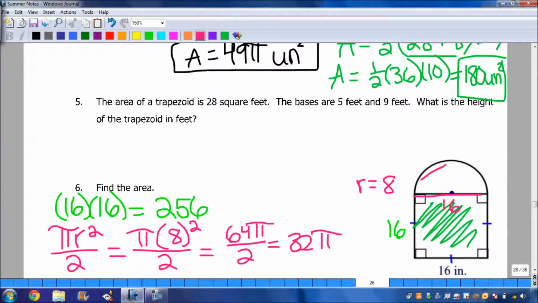But to find the total area, all I have to do is add both of these together. So I'm going to add the area of the semicircle to the area of the square. So that means that my final answer would be 256 plus 32 pi.